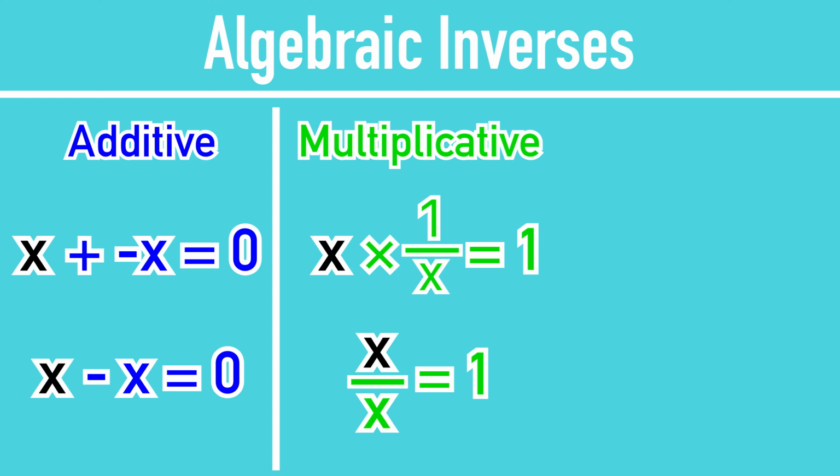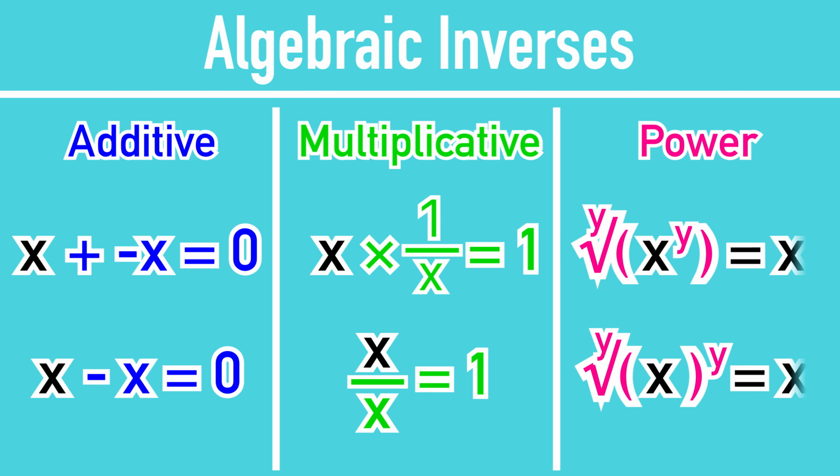Finally, we have a number x raised to some power. We'll call it y. This can be undone by taking the root with the same index, y, resulting in x. We call this the yth root. This can also work in the opposite direction. Given the yth root of x, raising it to the y power will result in x. Therefore, powers and radicals are inverse operations.